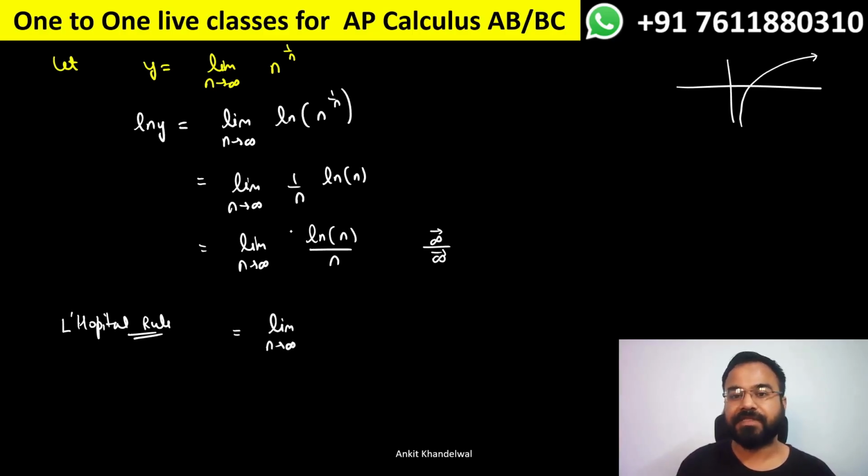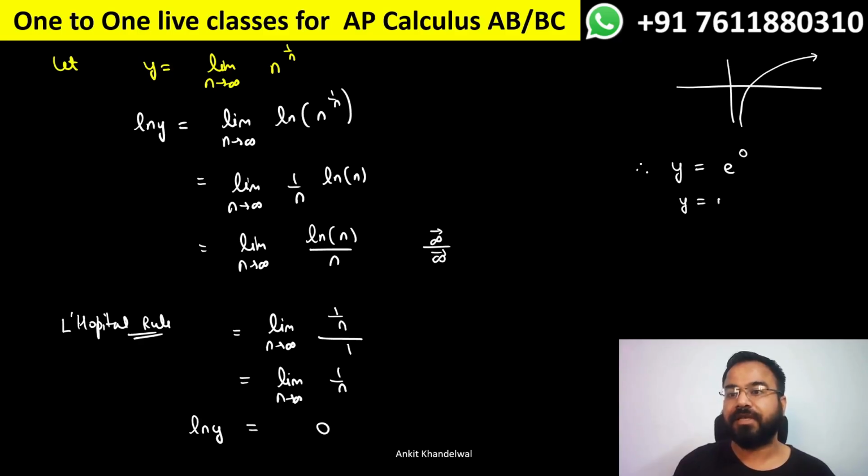So if you apply this, differentiation of the numerator ln n is 1 upon n, and differentiation of the denominator is only 1. Now basically it becomes the limit as n goes to infinity of 1 upon n. So if n is going to infinity, we can say 1 upon n will go towards 0. Now the answer is not 0, because on the left hand side we have ln of y. So from here, if ln of y is 0, therefore y is equal to e raised to power 0, and e raised to power 0 is 1. So y is equal to 1.